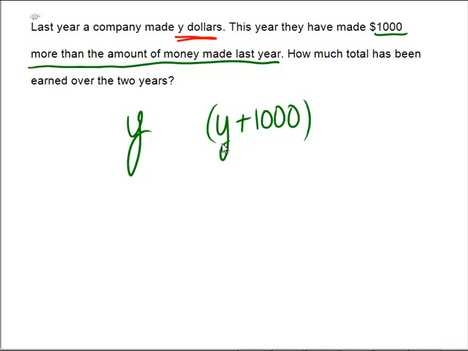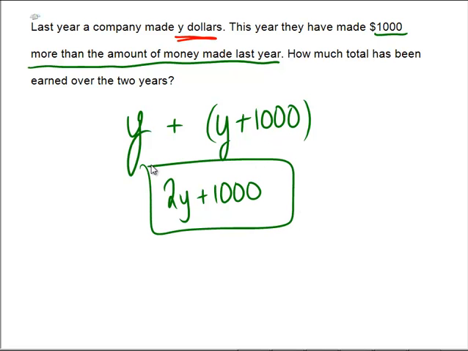Then it does ask for the total, so we'll take those two amounts and we'll add them together, and there's the final answer. You can do a little bit of mini simplification here, I guess. Y plus Y is 2Y, so one might say 2Y plus 1,000, but at any rate that is just an expression, and it's an expression to represent how much money this company made over the last 2 years.